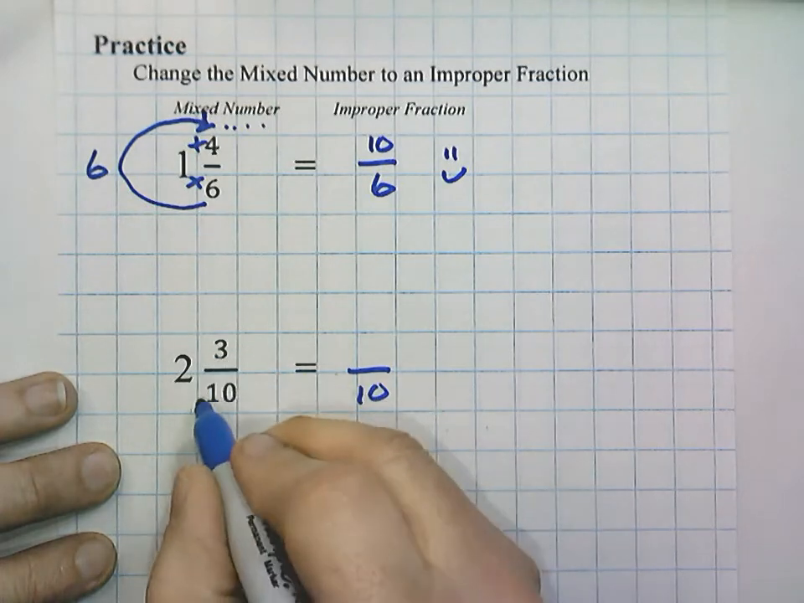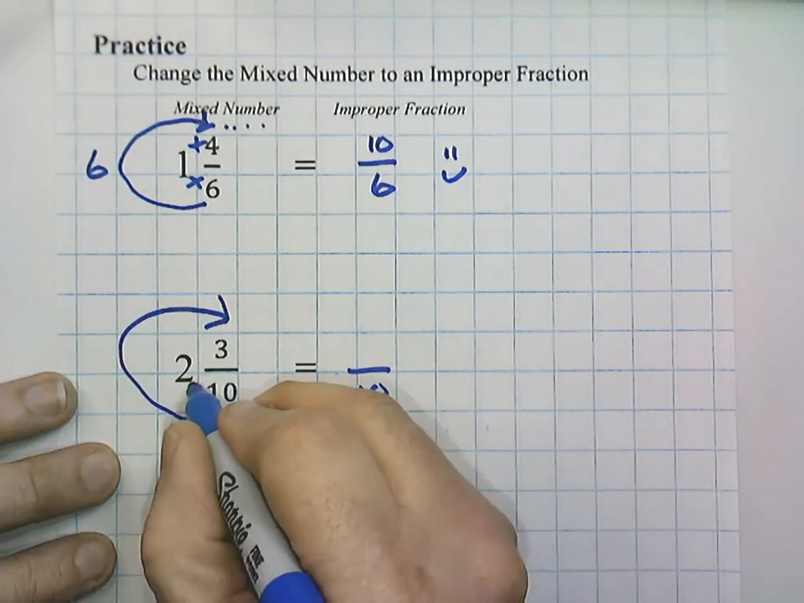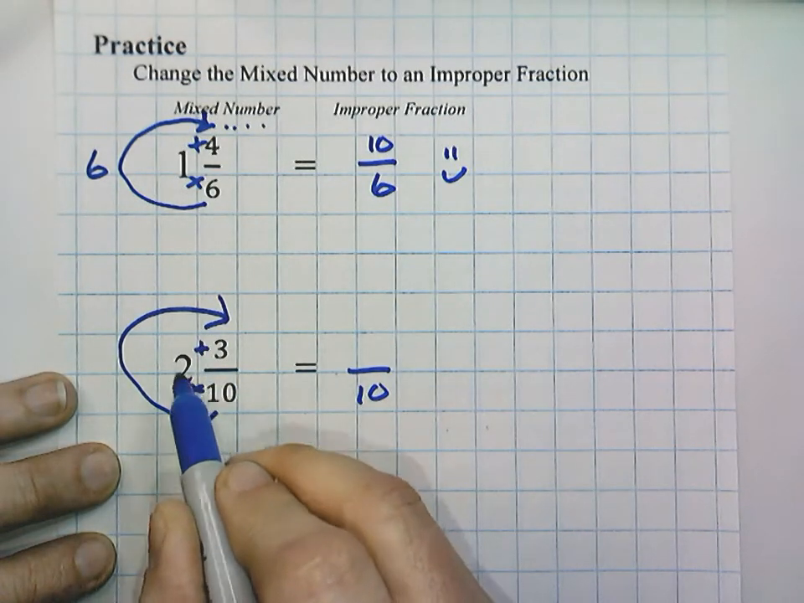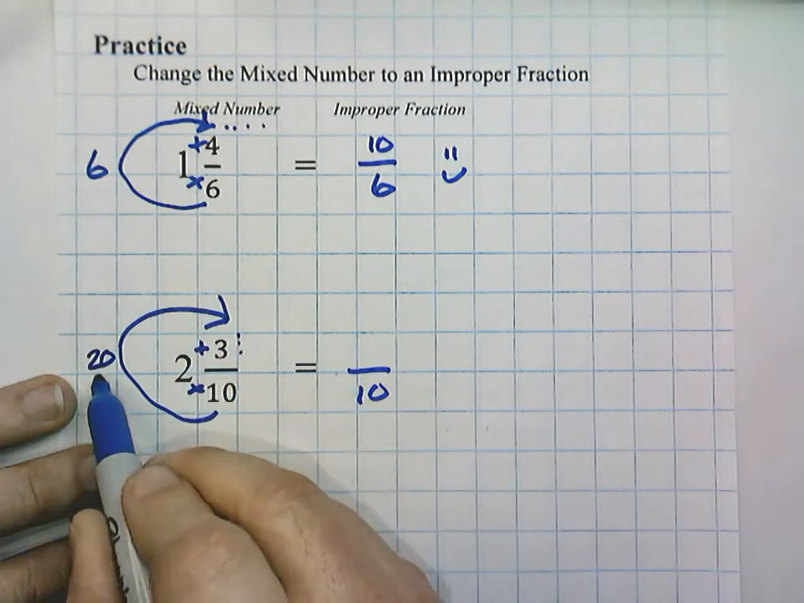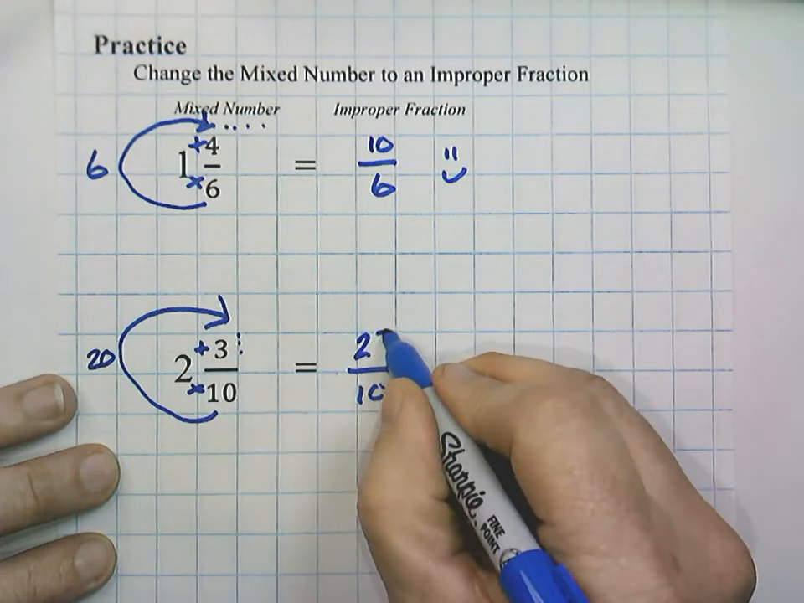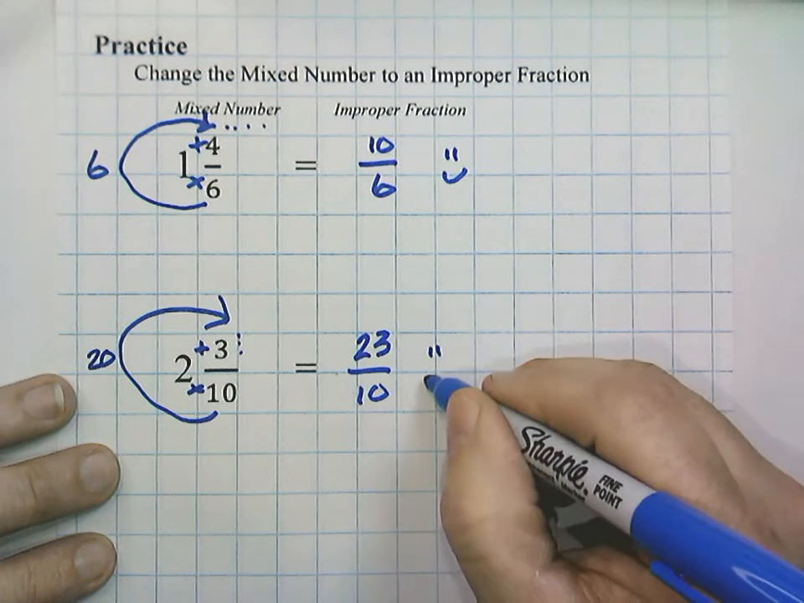On the bottom here, we would do the same thing. In this case, it would be tenths. We're going to go in our clockwise motion. We're going to multiply, then add. 10 times 2 is 20. And then 20, 21, 22, 23. When we add, we get a total of 23 tenths, or 23 over 10 for our improper fraction.